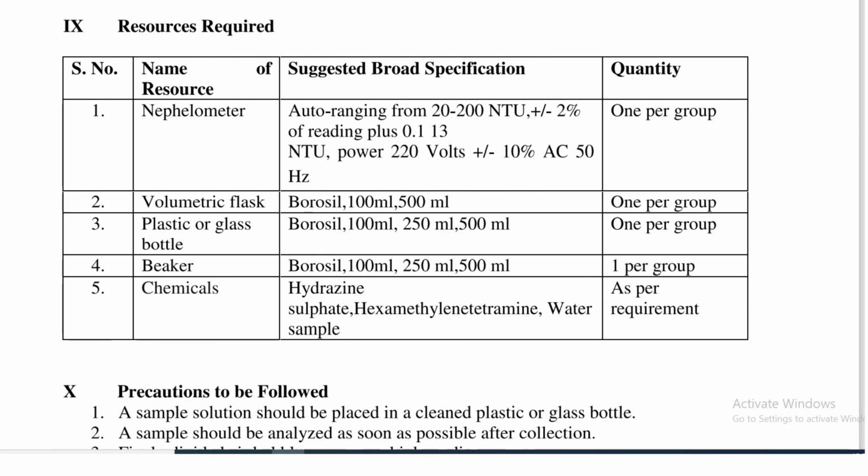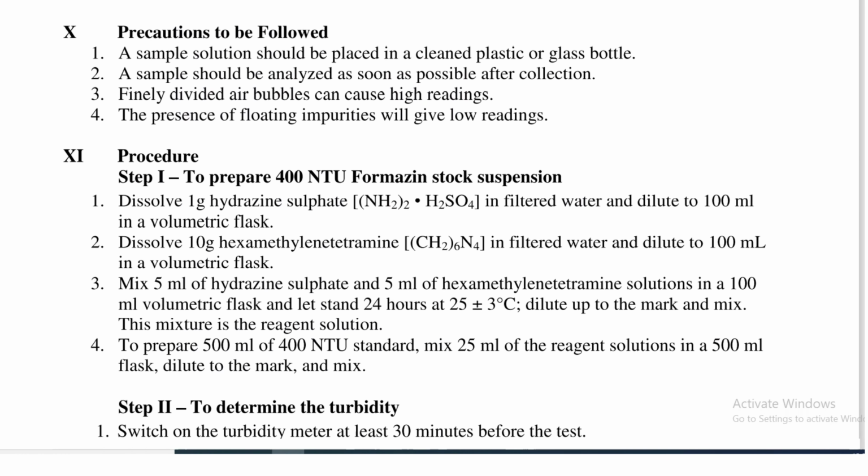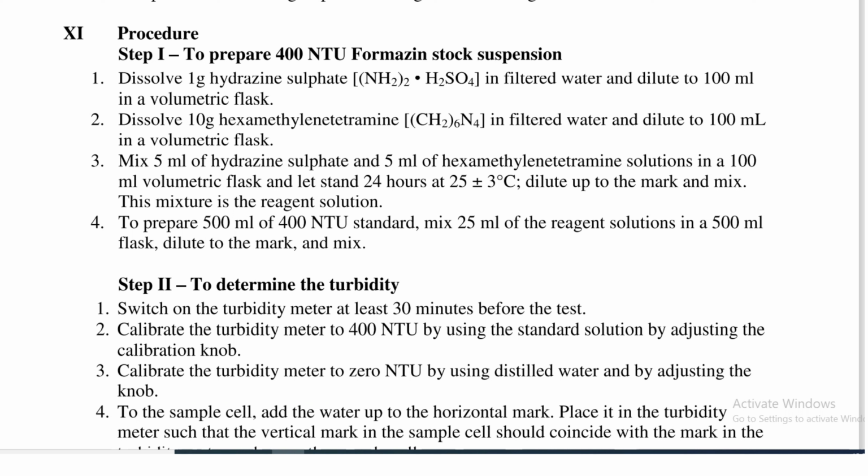Now resources required are nephelometer, then volumetric flask, plastic or glass bottle, beaker and chemicals. Then procedure for part first is to prepare 400 NTU formazine stock suspension. First step is to take 1 gram of hydrazine sulfate in filtered water and dilute to 100 ml. Then dissolve 10 gram of hexamethylene tetramine in filtered water and dilute to 100 ml.